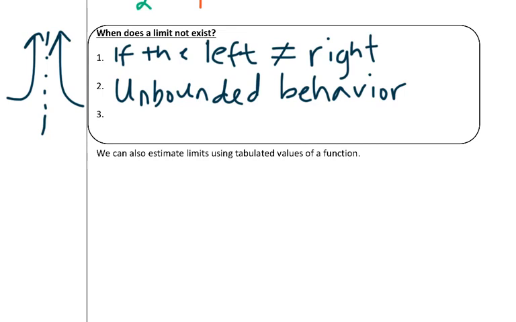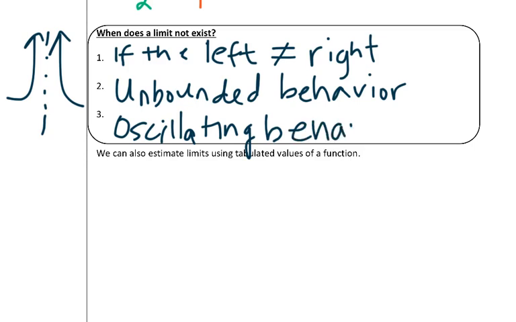And then the third one, which we won't be seeing a lot of yet, is what we call oscillating behavior. And what that means is basically the function kind of moves back and forth around a particular value. Right, so when we think of oscillating, we kind of think of something like this. It hovers around a particular value. Okay, so we've already seen examples of number 1. We're going to see more examples of number 2 in future notes. And we'll probably see a couple here and there of number 3, but it's not something that we focus a lot on.